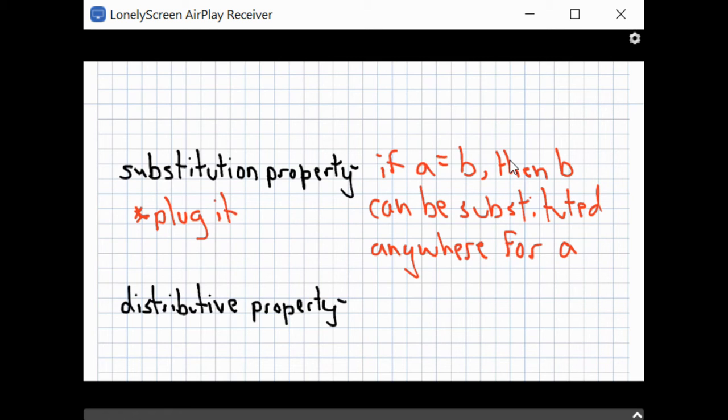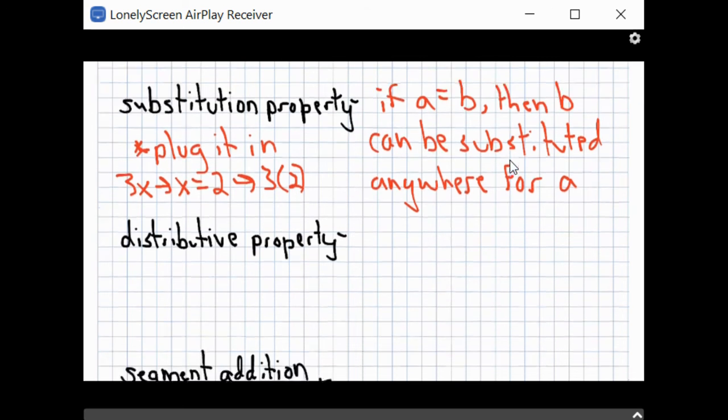You're saying, oh, so if we have 3x, and then you say, okay, x equals 2, and so then 3 times 2, that's substitution, because you're basically saying x and 2 are the same, so wherever x is, I can substitute 2 for it. So whenever we plug it in, that's the substitution property.